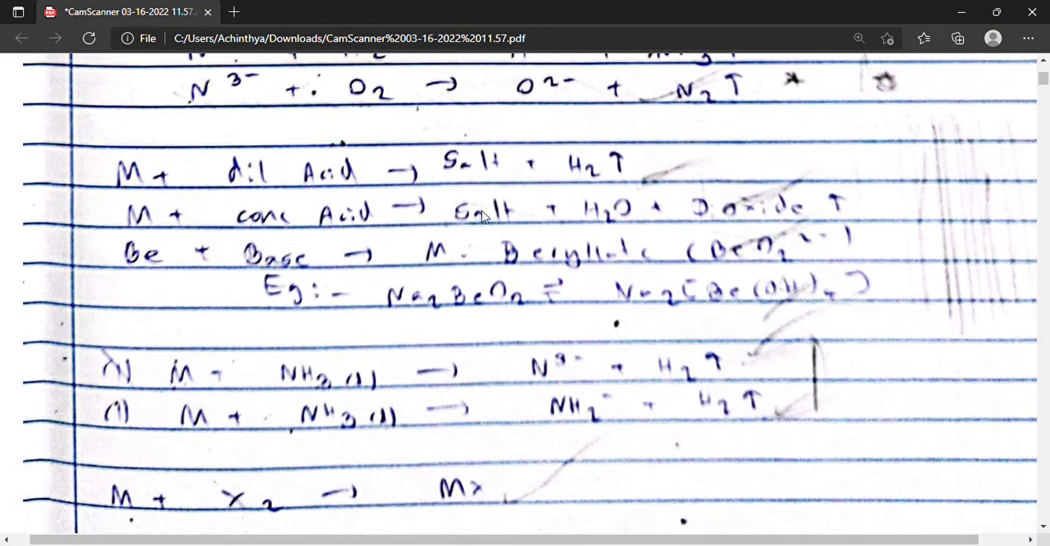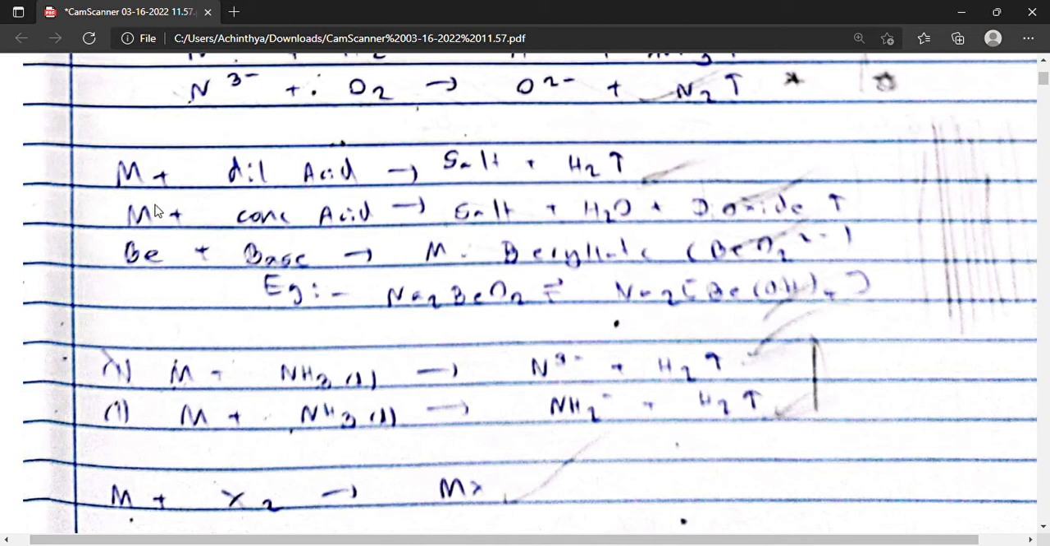Now here I think I need a little bit of elaboration. If we react an S-block metal with dilute acid, we will get the metal salt and hydrogen gas. Sodium plus hydrochloric acid is sodium chloride plus hydrogen.